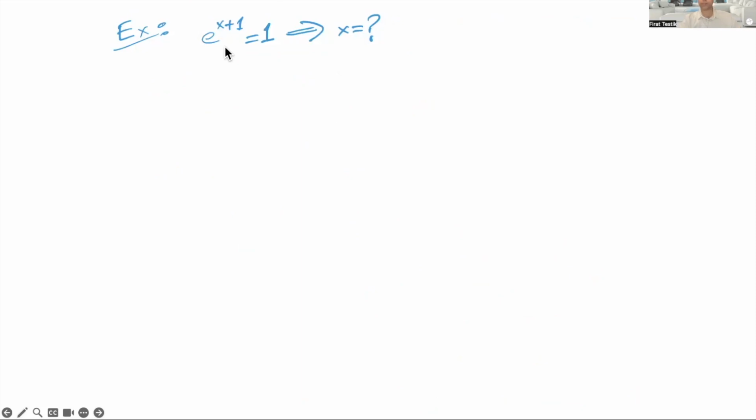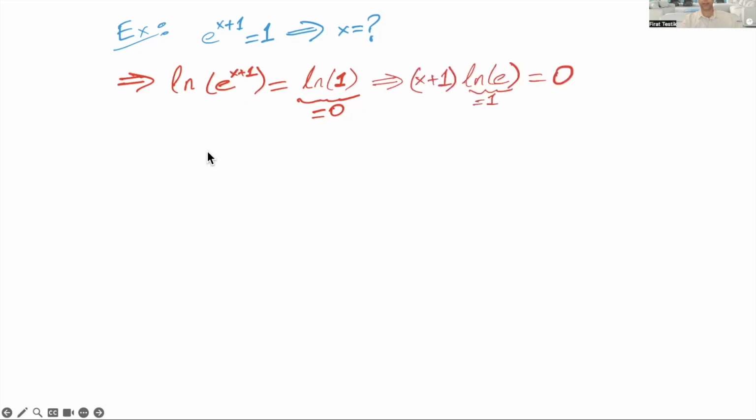Now, as an example, let's solve this equation for x. e to the power x plus 1 equals 1, then calculate x. Instead of using the definition, we can take the natural logarithm of both sides: ln e to the x plus 1 equals ln 1. We know that ln 1 is equal to 0. This is something that we have shown as an initial example. So we have ln e to the x plus 1 equals 0.